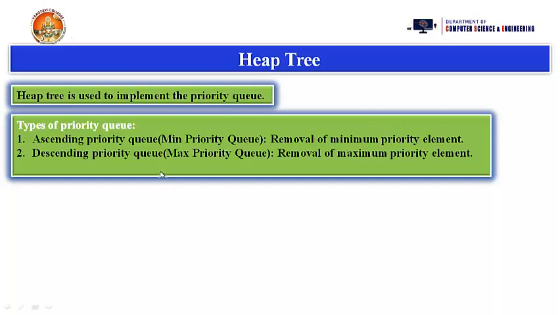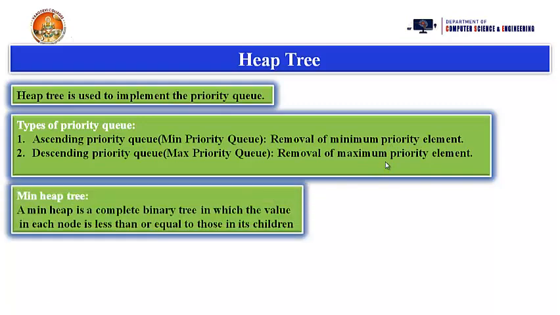And what is a descending priority queue? It is the max priority queue. So to implement the descending priority queue, we use the max heap tree and remove the maximum priority element from the tree. So these are the two types of priority queues. Now how to implement these priority queues? By using the min heap tree and max heap tree only.